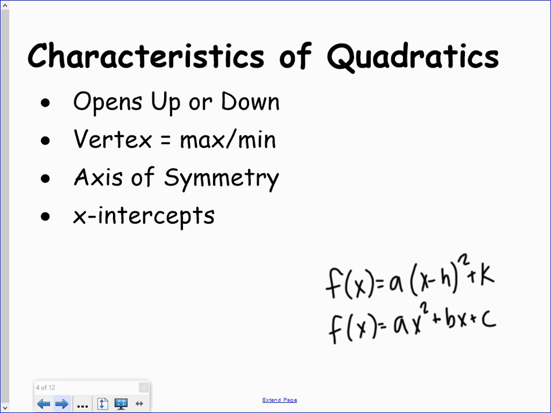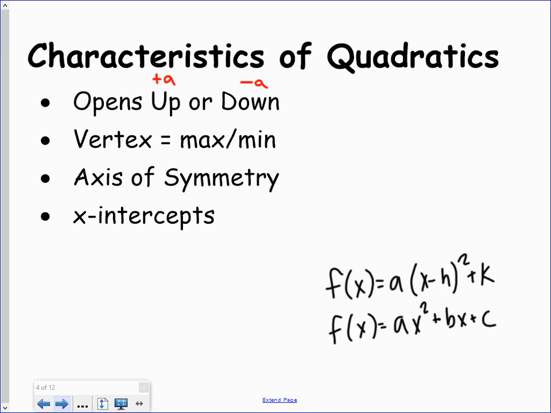So when I say that it opens up or down, like Paige said, positive or negative in the front, it would be like, is your a positive or is your a negative, right? Positive a is going to be a parabola opening up. Negative a is going to be a parabola opening down. Yes, Paige?